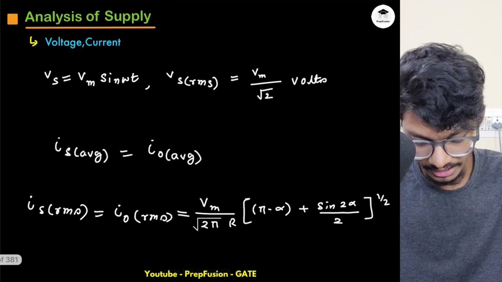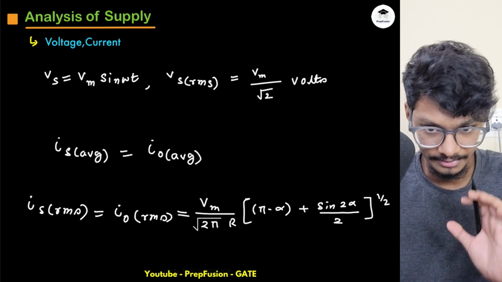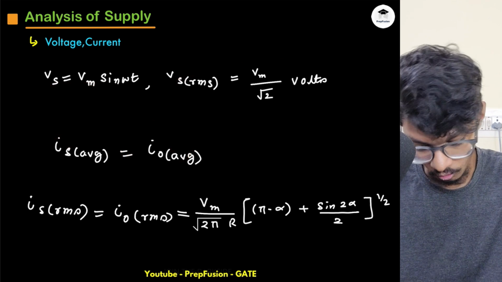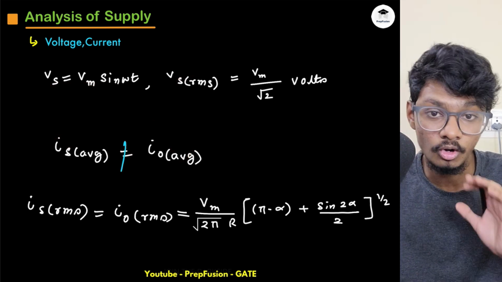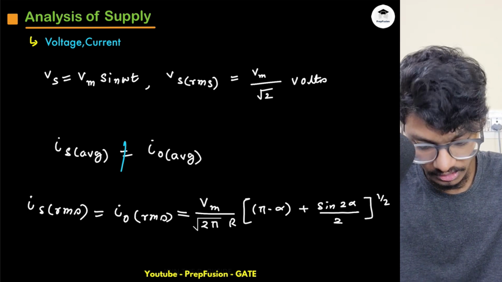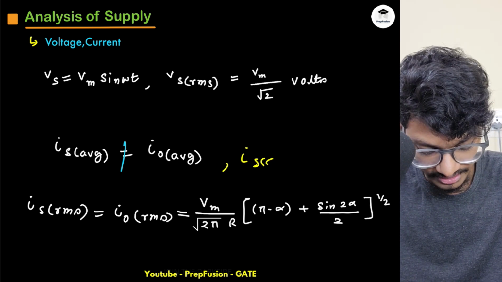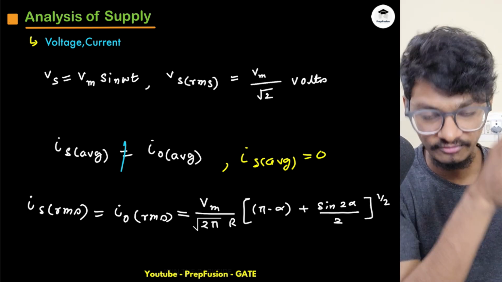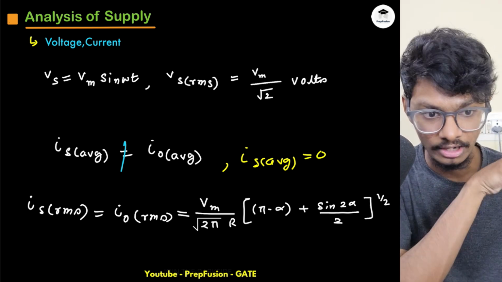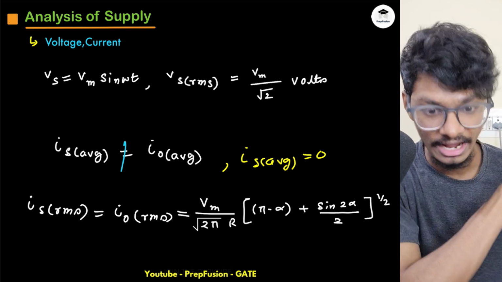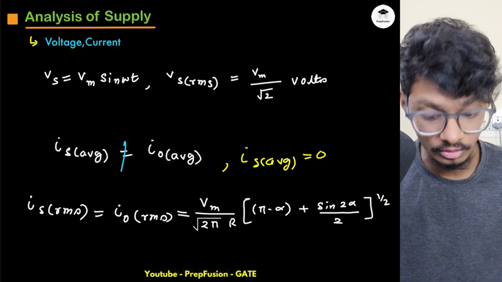Okay, now let's come to the supply parameters. My Vs RMS will be this. Will my Is average be equal to Io average? No, because my Is is not always equal to Io. My Is average is actually equal to 0. Why? Because for the first half cycle it is plus Io, and for the next half cycle it is minus Io, and overall the shape of the waveform is the same, just negative. So overall the average value goes to 0, and this is very good for the supply side.